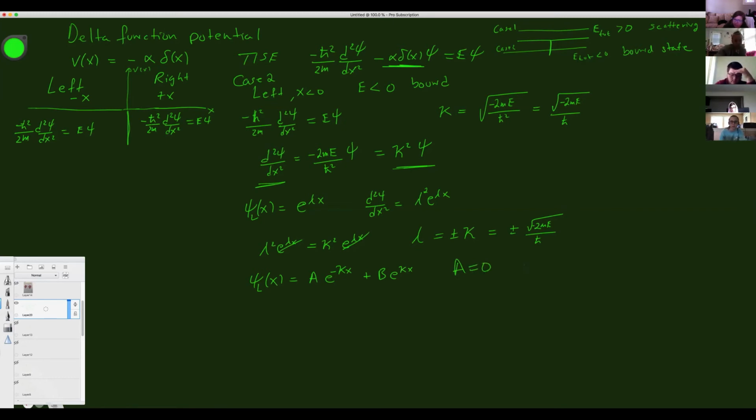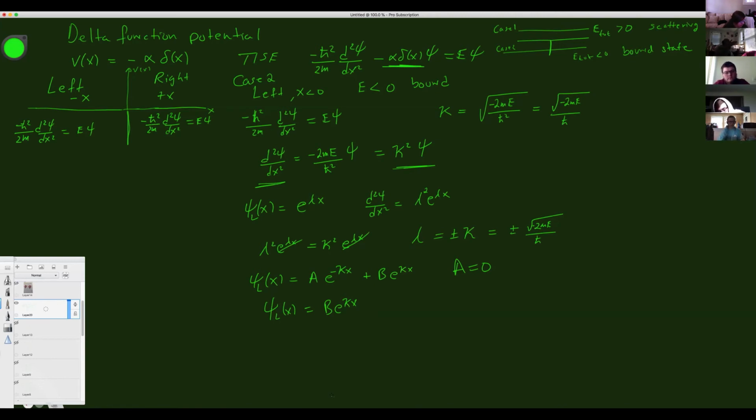Right. So then we do that. Then psi L of x is b e to the kappa x. Now, this function would be a problem at x equal positive infinity, but this solution isn't for that. This solution is only for the left, right? Okay, so far so good.